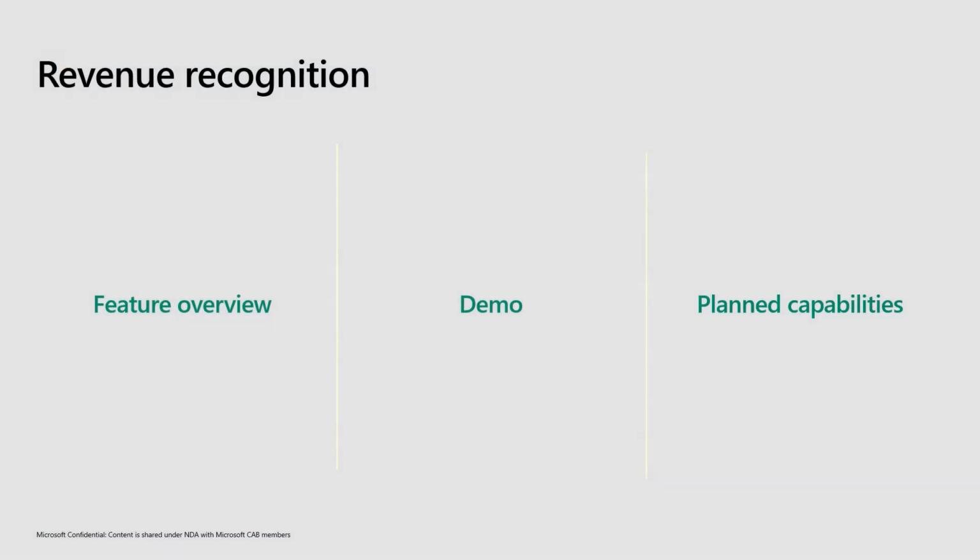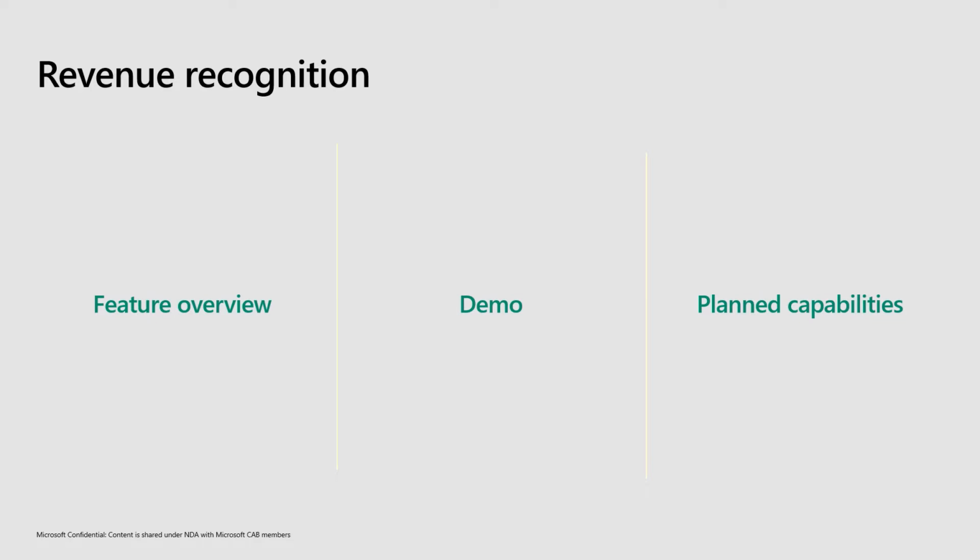And I should ask too, as we get into this, how many are currently on F&O AX7 or above? Okay, quite a few. And then those that are on 2012? Okay, handful. And I'm sure there's partners and customers kind of combined in the room together.